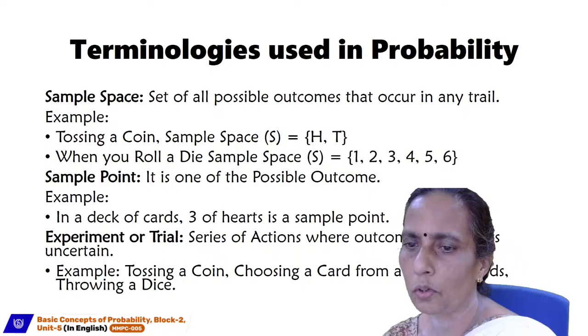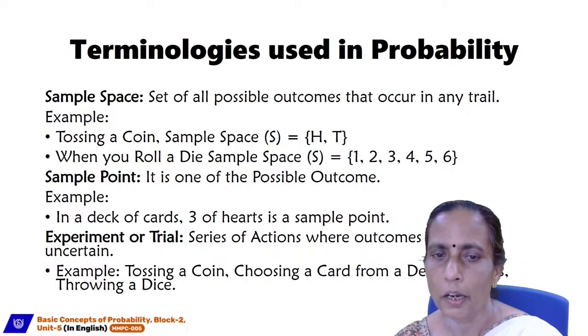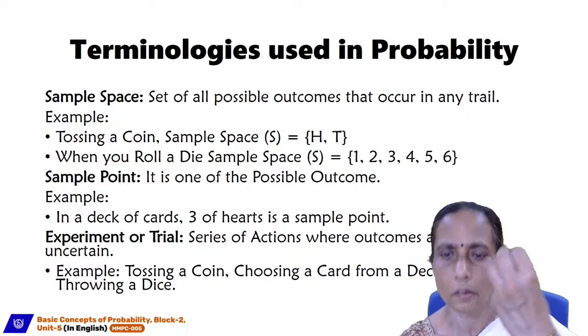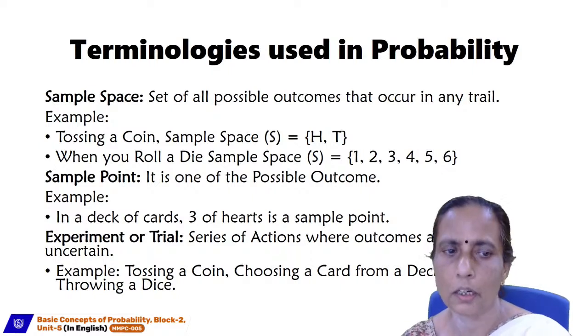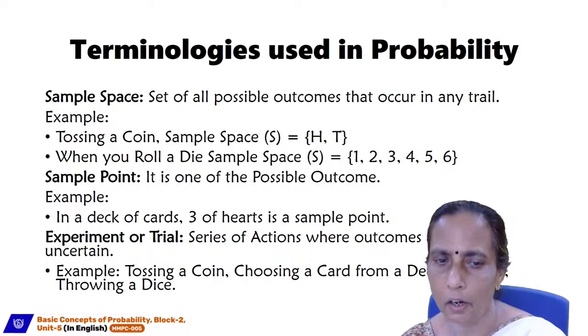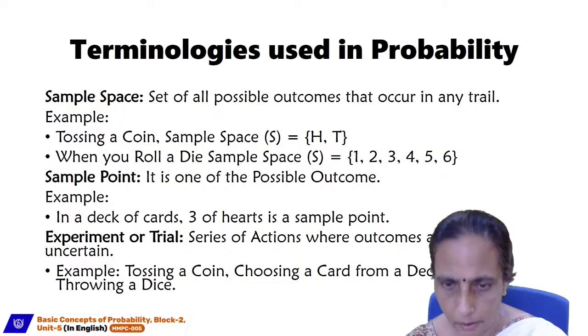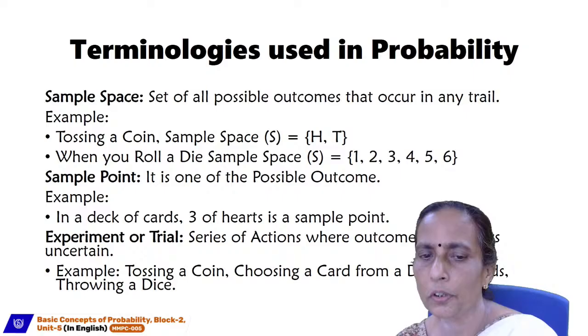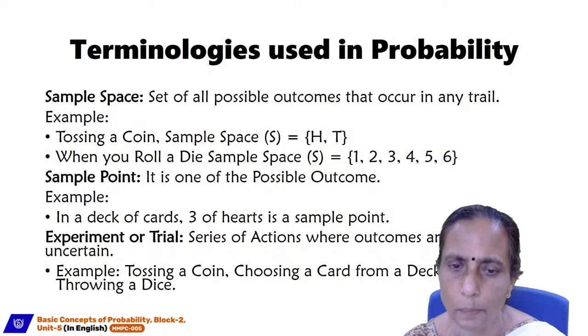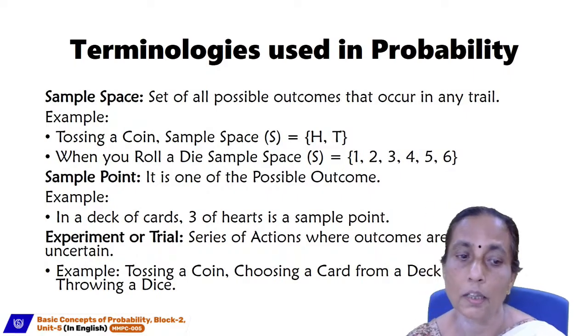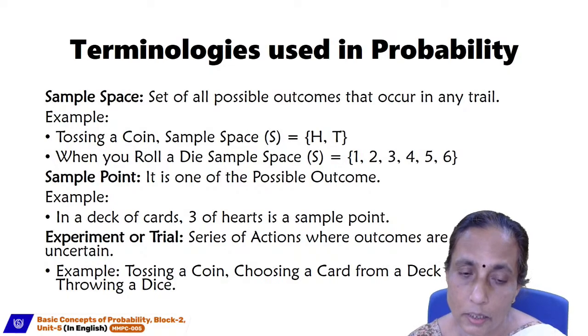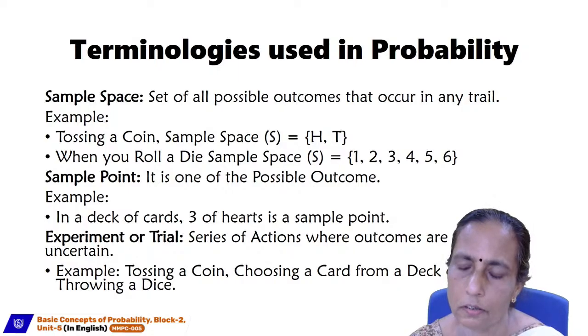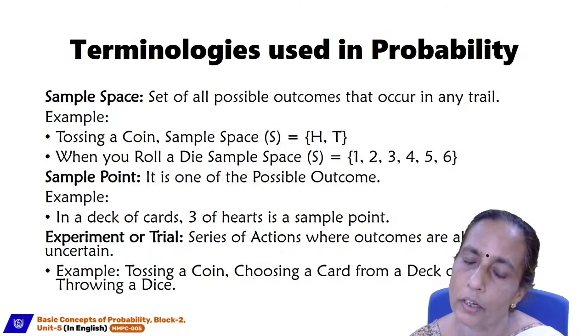That means all possible outcomes is the sample space, and one of the outcomes that happens is a sample point. So in a deck of cards, if I'll be drawing four cards, and out of those four, three hearts appear, the three is the sample point. So an experiment or trial is a series of actions where outcomes are always uncertain.